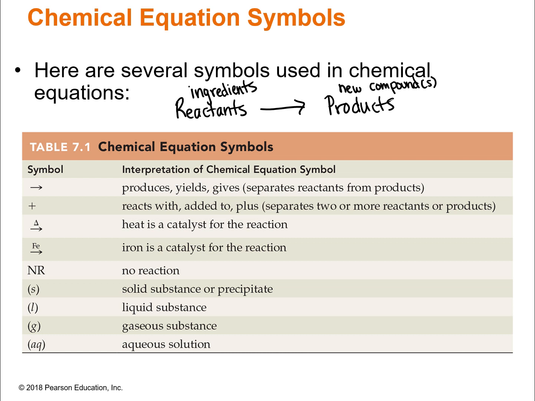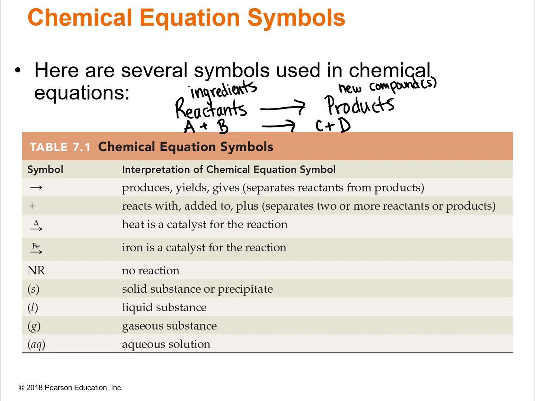The next symbol is a plus sign. You see a plus sign in between the reactants and the products. So it separates them. So that's just an example.